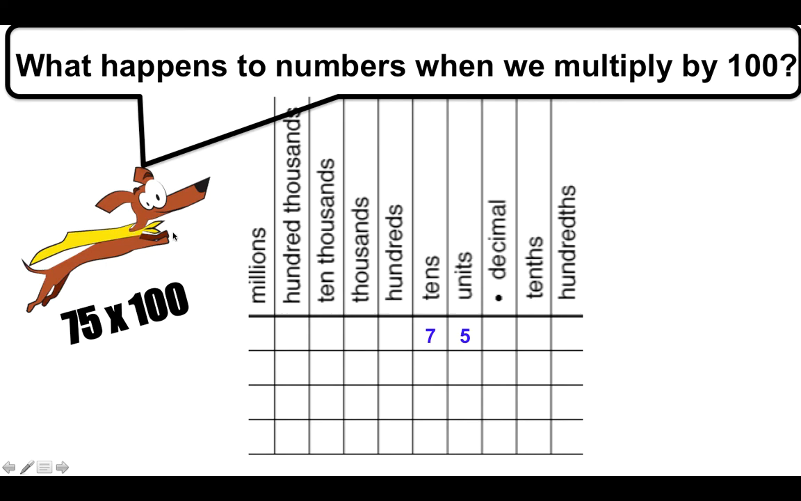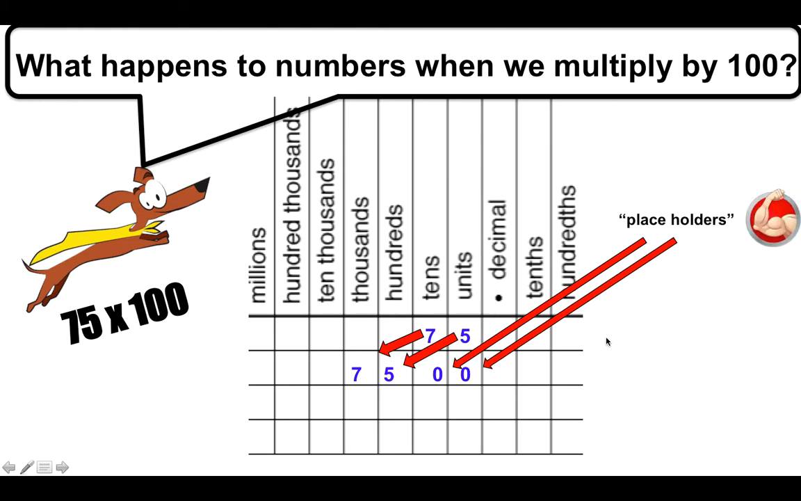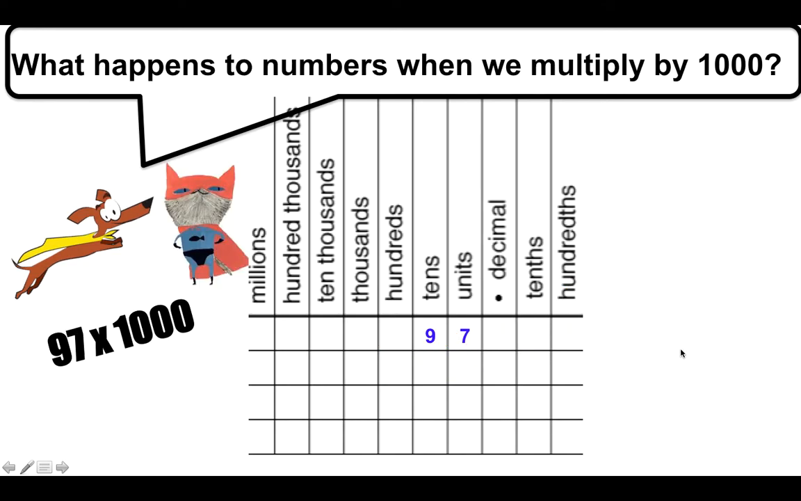In this next example with Super Salchicha here, we've got 75 times 100. And she wants to know what happens to numbers when we multiply them by 100. So this time, rather than moving one place to the left, as we're multiplying by 100, we're going to make things move 2 places to the left. So the 7 tens moves to the thousand space, the 5 units moves to the hundred space, and in the units and the tens spaces, we need to add 2 placeholder zeros. There they are, nice and strong, holding what was our 75 in place, so that it's now 7,500.